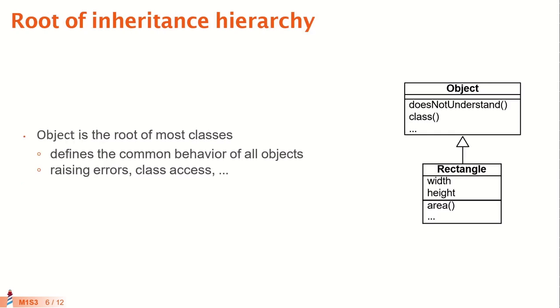Let's start with the hierarchy. If I look at the hierarchy of classes, the root of the hierarchy is usually the object class. All classes eventually inherit from object, and the object class defines the common behavior of all objects. It raises errors when we send a message that is not understood. It provides some accessors to access the class of an object, etc.